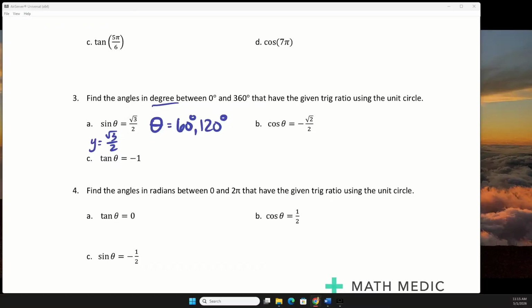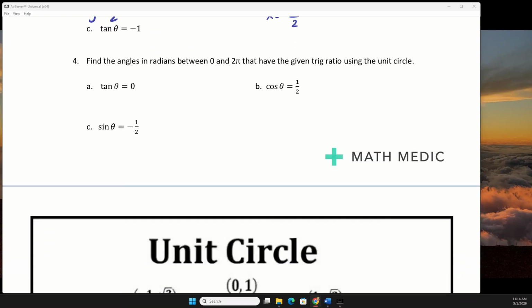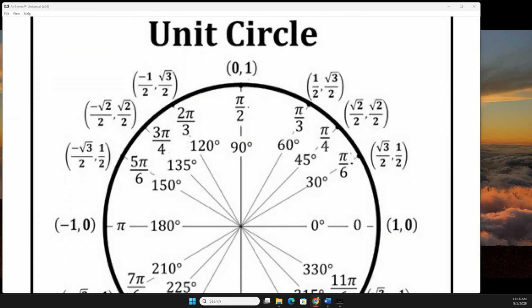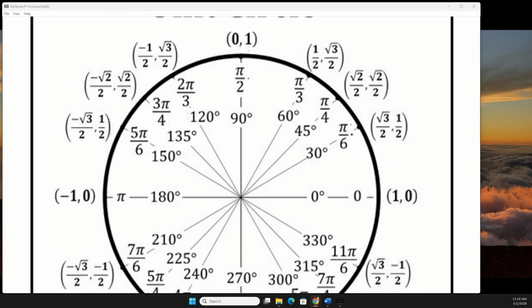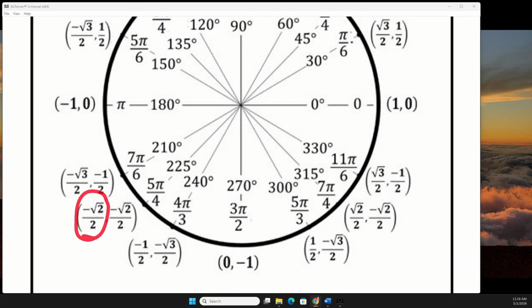All right, and then for B, we want to know what angles on the unit circle have a cosine that is negative square root of 2 over 2. So we want to know what angles have an x coordinate that is negative square root of 2 over 2. For there to be a negative x, from 0 we need to have moved left. And so we're looking at here, which is 135 degrees, and here, which is 225 degrees.